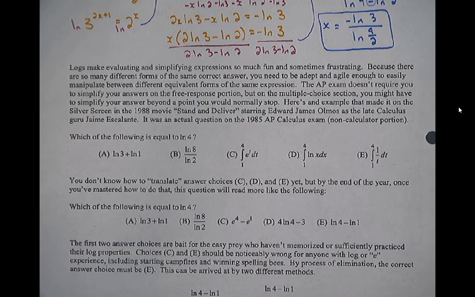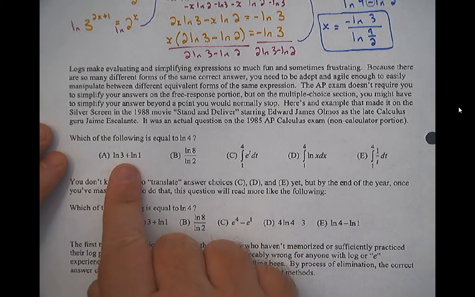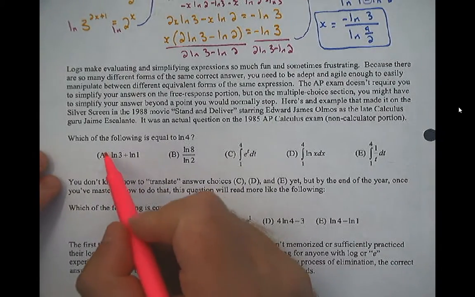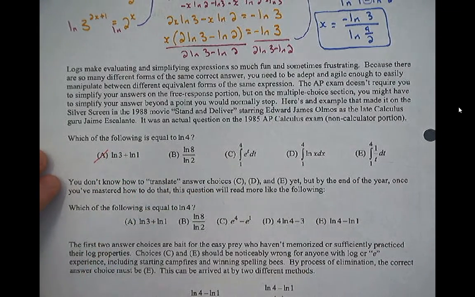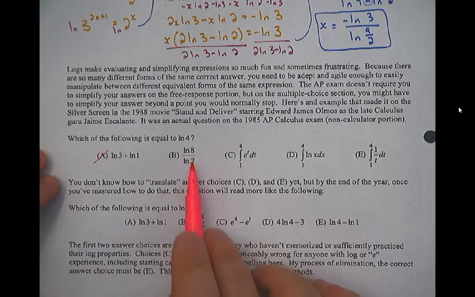Which of the following is equal to the natural log of 4? So can we just add natural logs together? No, right? That's not one of our properties from the other page. It's natural log of 3. This one, I don't know about this one.